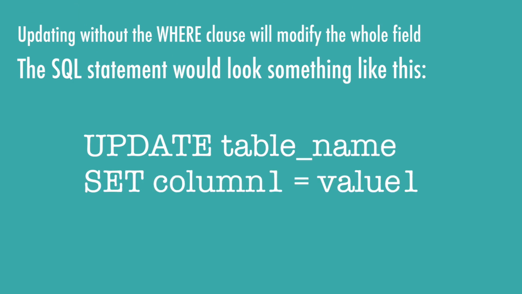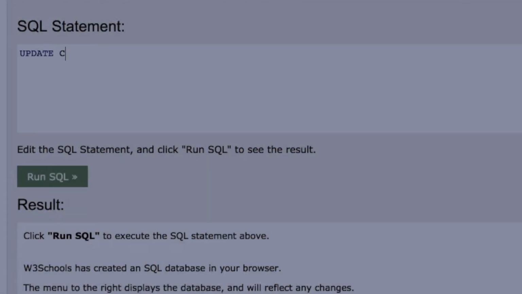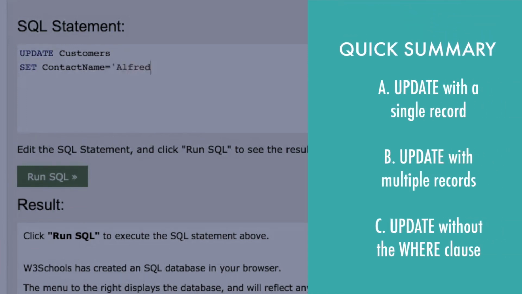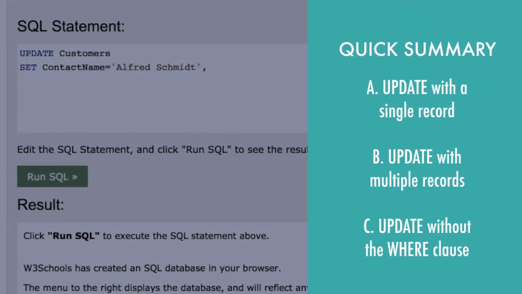So in this part of the video, we all learned that using the set and where clause, we can update a single record as well as multiple records. And without the where clause, we can update a whole field in one go.